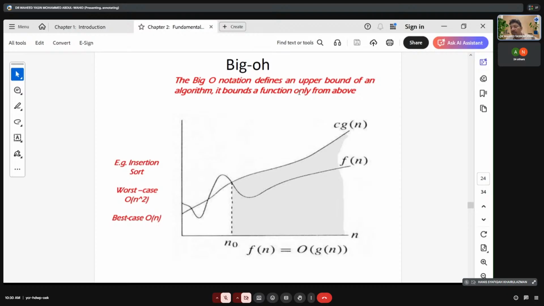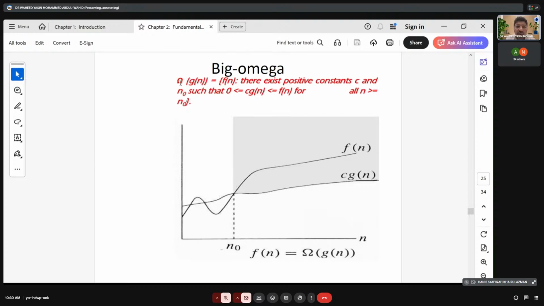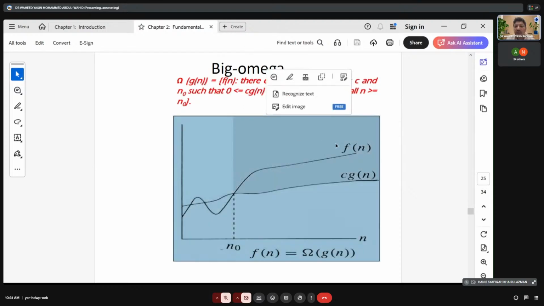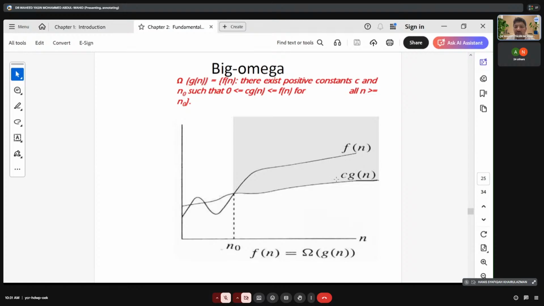You have big O, big omega, and big theta. Now here you have big omega: g(n), f(n), there exist positive constants C and N0 such that 0 is less than or equal to C g(n), which is less than or equal to f(n), for n greater than or equal to N0. So f(n) is greater than C g(n), which is greater than 0. So we have a lower bound.